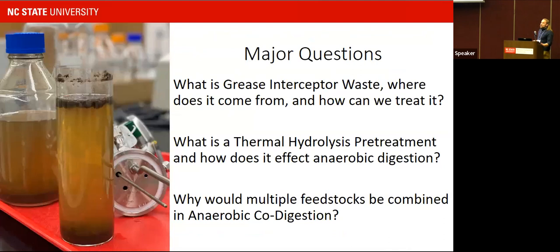So some major questions that I'd like us all to be able to answer by the end of the presentation are, what is grease interceptor waste? Where does it come from, and how can we treat it? And then also, what is thermal hydrolysis and how does it affect anaerobic digestion? And finally, why would multiple feedstocks be combined in anaerobic co-digestion at all?